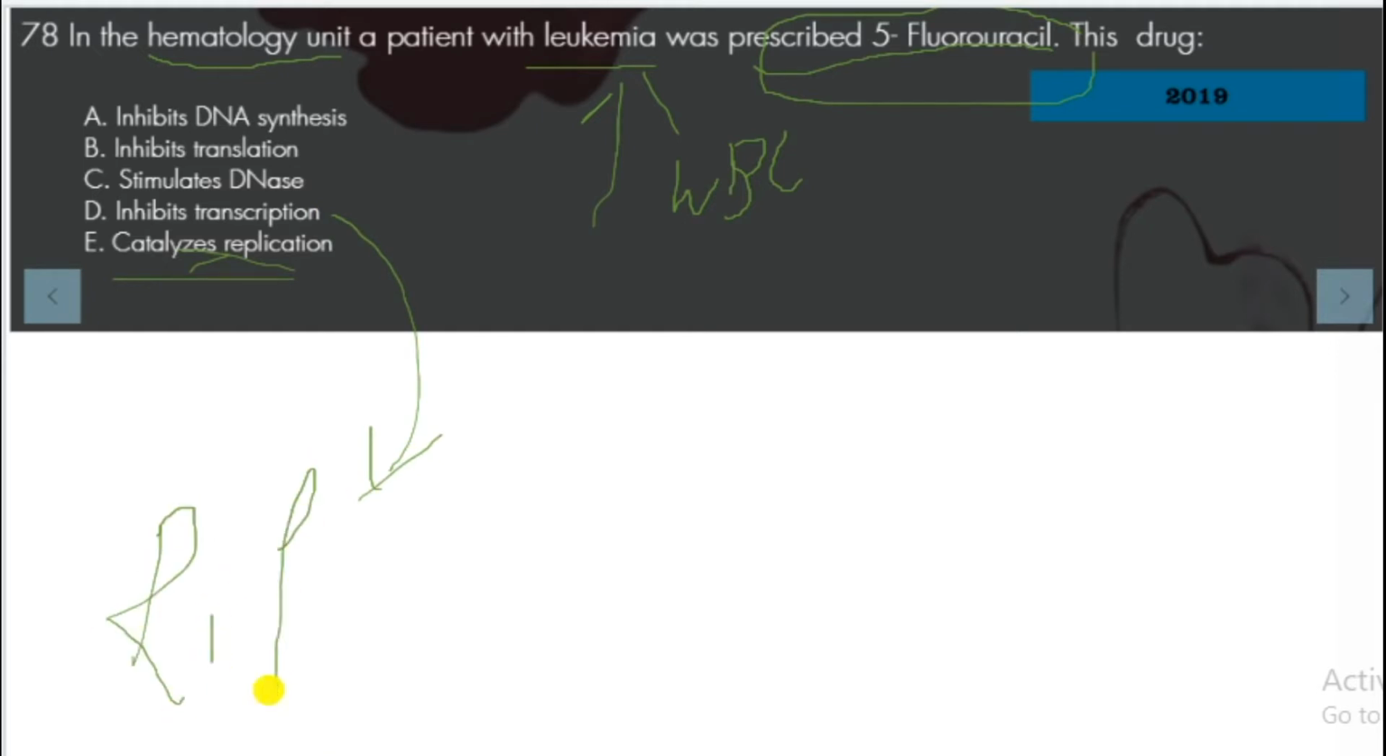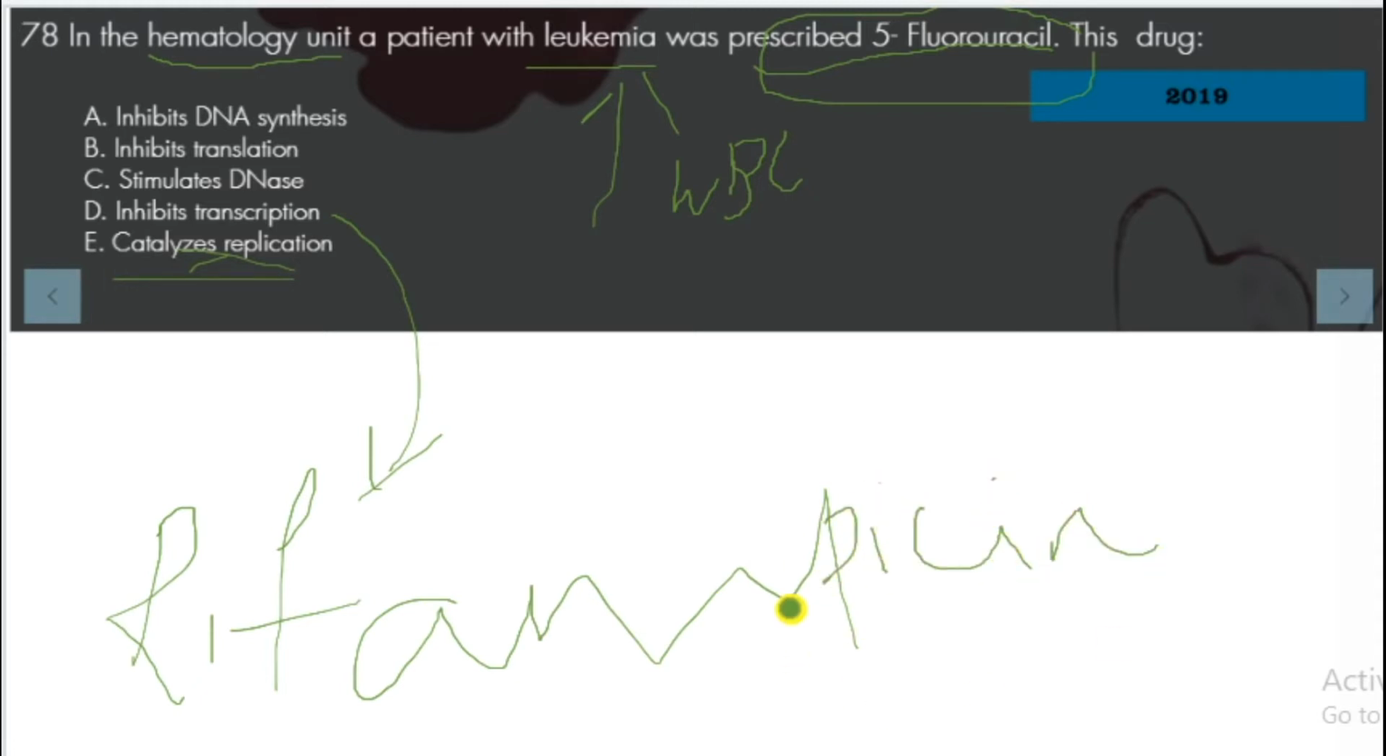Rifampicin, the most effective anti-tuberculous drug. Inhibit translation? Which antimicrobial drugs? Tetracycline and aminoglycoside.